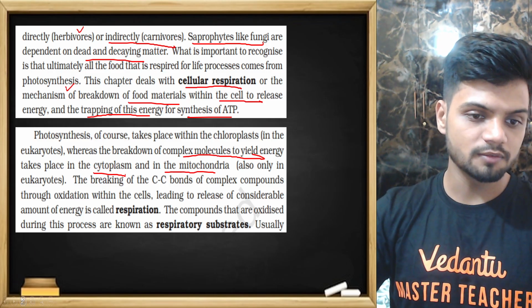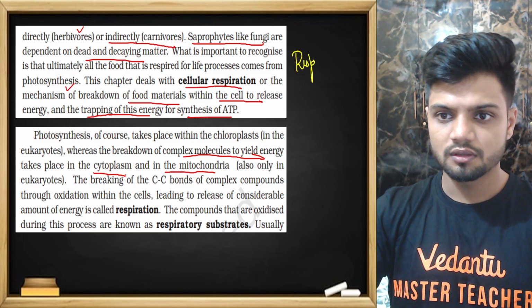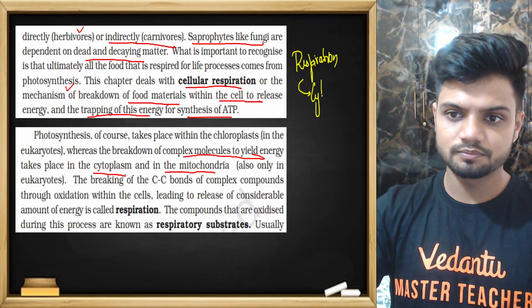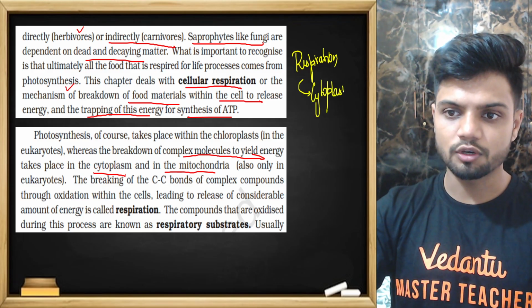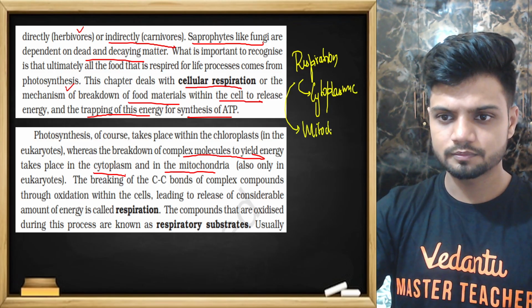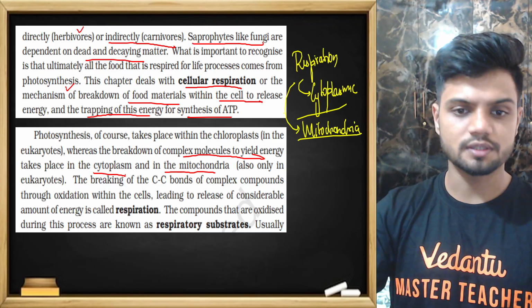Two important points here. Where does the respiration take place? What should be your answer? Cytoplasm, where both aerobic and anaerobic respiration take place, and also the mitochondria. Two different things here.